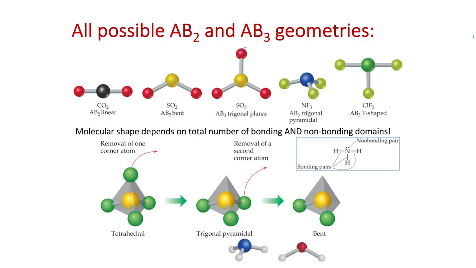Let's then take a look at some other types of possibilities when we have 2 atoms bonded to a central atom or 3 atoms bonded to a central atom. When we have 2 atoms bonded, like in CO2, that turns out to be a linear molecule, whereas SO2 turns out to be a bent molecule, meaning that this bond angle here is less than 180 degrees. This bond angle in CO2 is exactly 180 degrees.